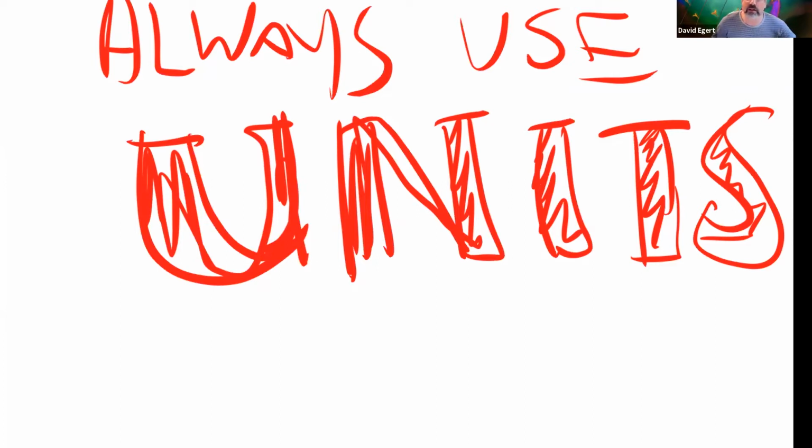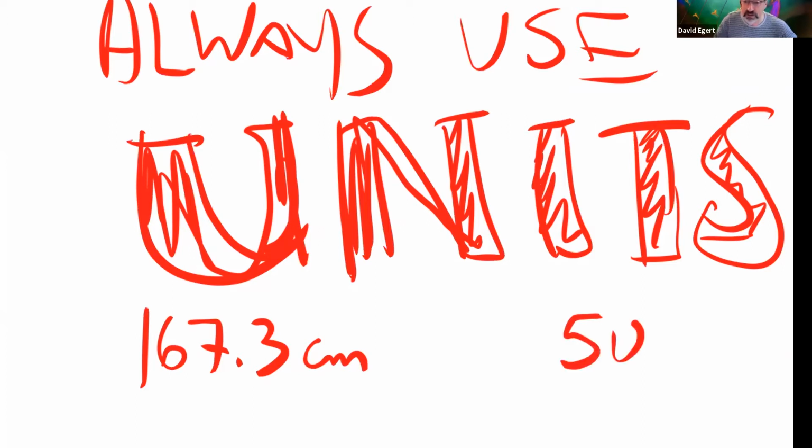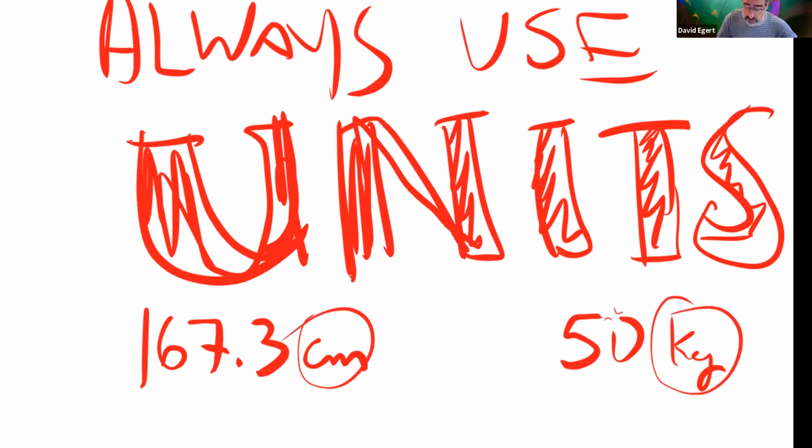So the units are critical. If you say somebody's height is 167.3, like what? Is it feet? Are they like a giant? Is it millimeters? Are they a leprechaun? You have to say centimeters, for instance. Or somebody weighs 50. Are they a total scrawny 50 pounds? Or are they like 100-something if it was kilograms? So you need to always look at the units to know what that number is.